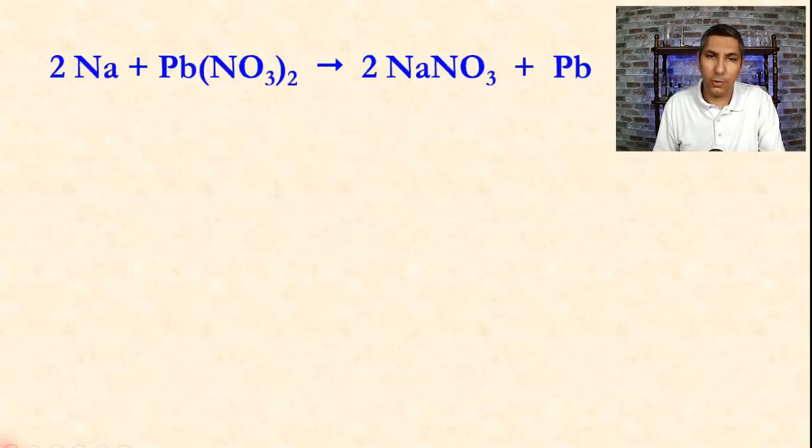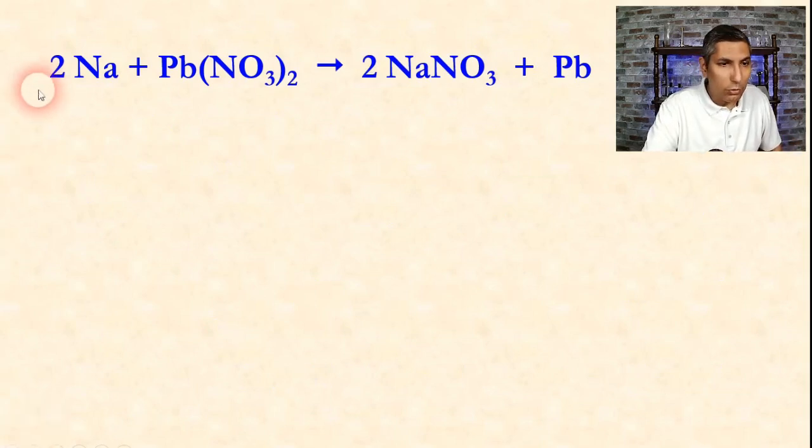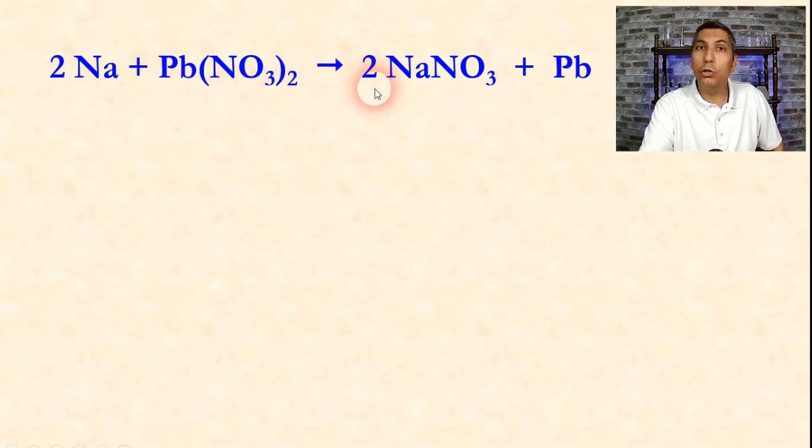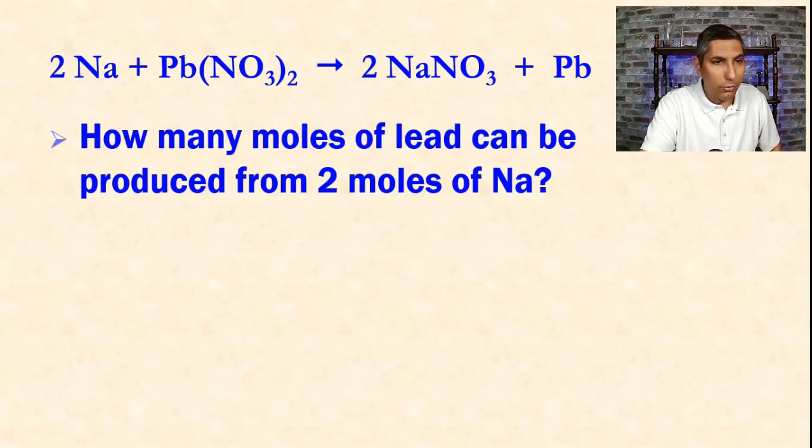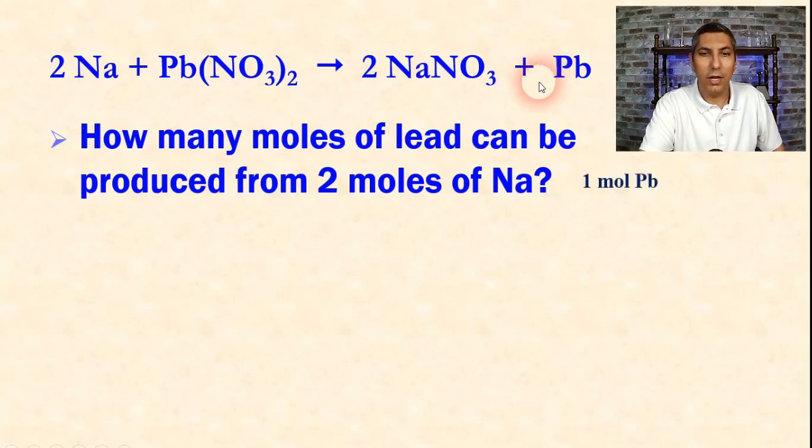Now let's try a different equation here. In this case, we have a single replacement reaction where we have 2 moles of sodium reacting with 1 mole of lead(II) nitrate to make 2 moles of sodium nitrate and 1 mole of lead. And the first question says, how many moles of lead can be produced from 2 moles of sodium? Well, just like in that last example, I hope you can see that we're just looking at the coefficients here. If we start with 2 moles of Na, then that means we're going to have 1 mole of lead because that's the coefficient of Pb.